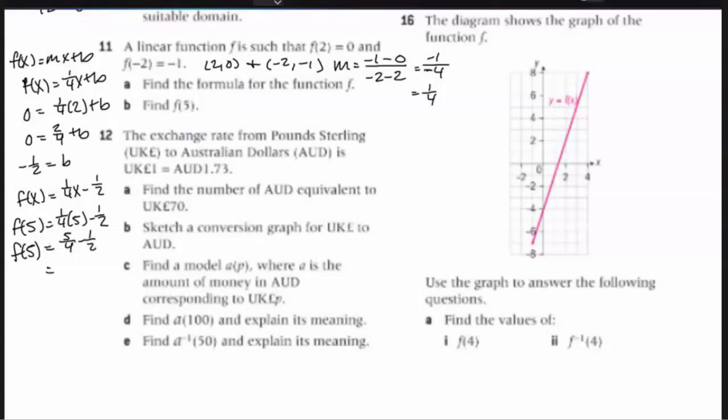And that'll give you 3/4 or 0.75. Either as a fraction or decimal, however you want to write your answer. But that's your answer. f of 5 equals 3/4, or f of 5 equals 0.75.